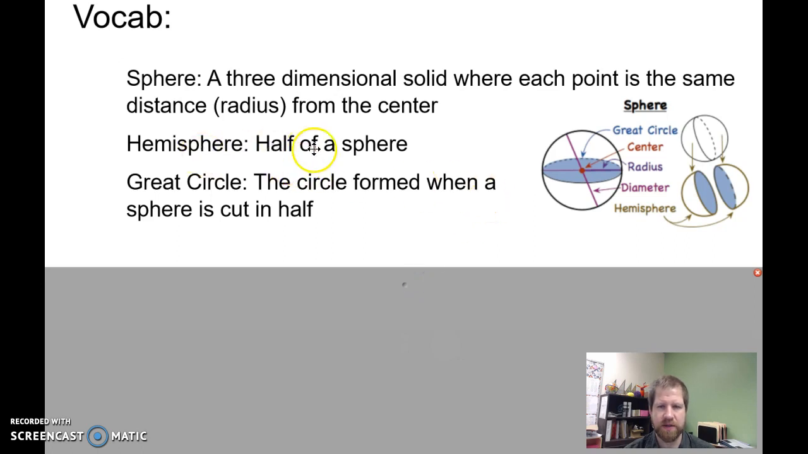A hemisphere is just half a sphere cut right down the middle, so you have two equal sides. And then a great circle, that's kind of the edge of the hemisphere. If you cut it directly in half, the edge of the hemisphere is going to be the great circle. And that's just the largest circle there is, the circle with the same diameter as your sphere.